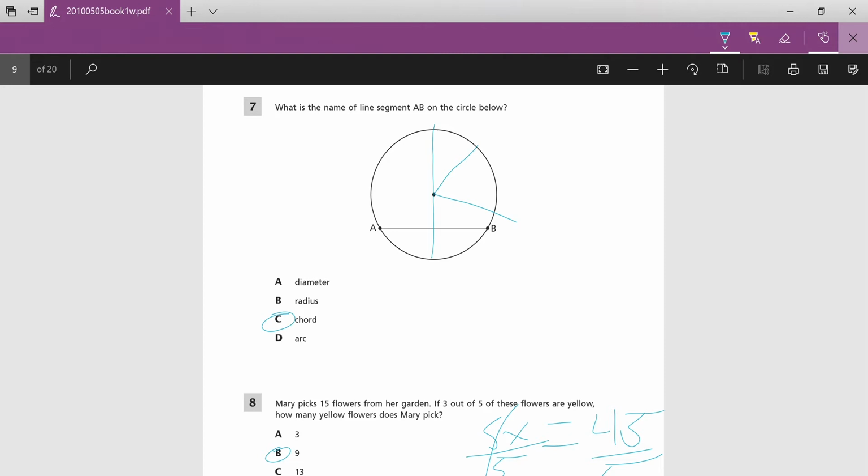And a chord is basically 2 radii. An arc is basically 2 radii, and this would be your arc. And a chord is just a line that intersects the circle fully, but it's not in the middle.